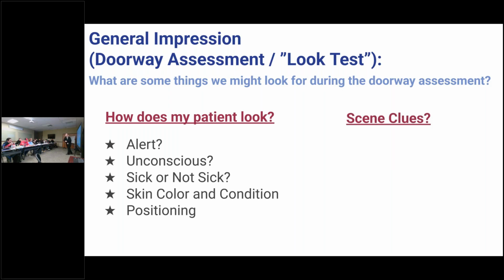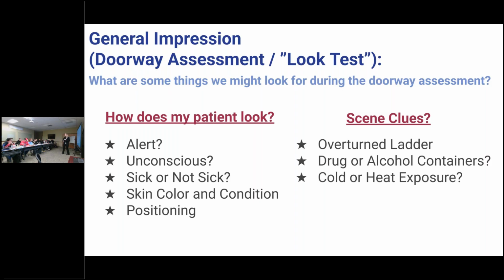And then we want to look around our scene for some clues. We talked about that last chapter, but maybe we see an overturned ladder, and they're laying on the ground. That might clue us in that they fell off the ladder. Drug or alcohol containers around can give you an indication of what might be going on with our patient. And then are they outside on the concrete in the cold? Maybe they're hypothermic. So those scene clues again can give you a general impression of what may be going on.